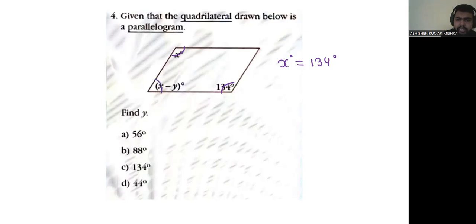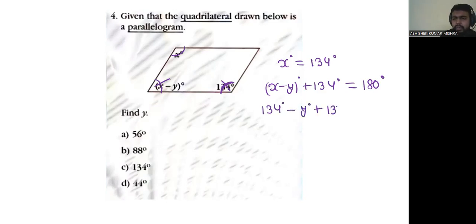That means this one and this one is an adjacent angle. This angle and this angle is an adjacent angle, one after another. So they are supplementary. I mean, x minus y degree plus 134 degree is going to make 180 degree. Now let us solve this equation. I already know the value of x. So that would be 134 minus y degree plus 134 degree is equal to 180.